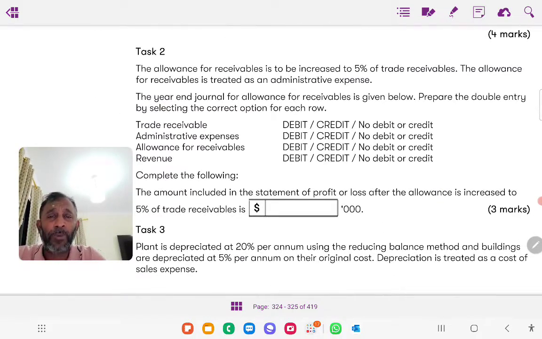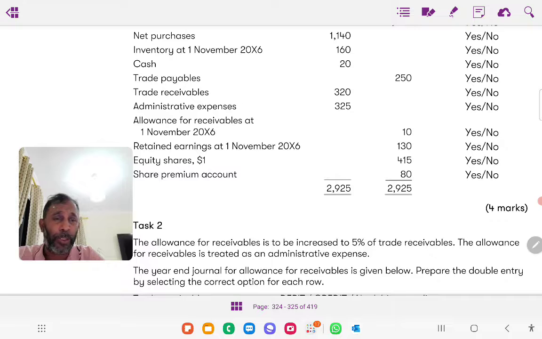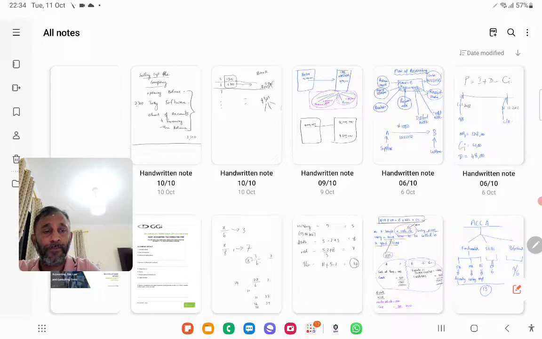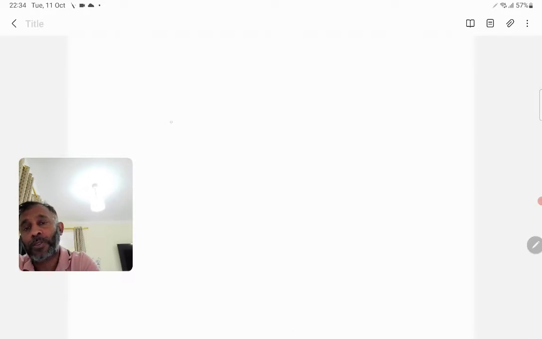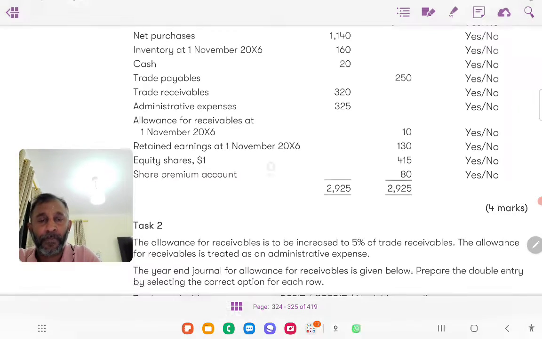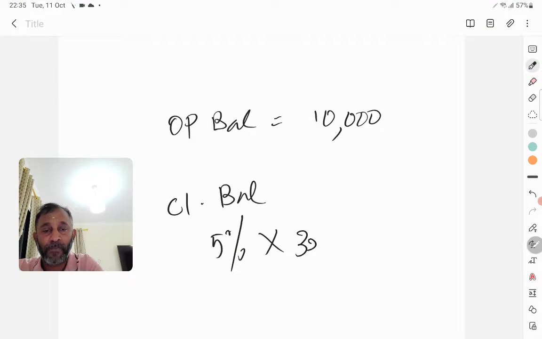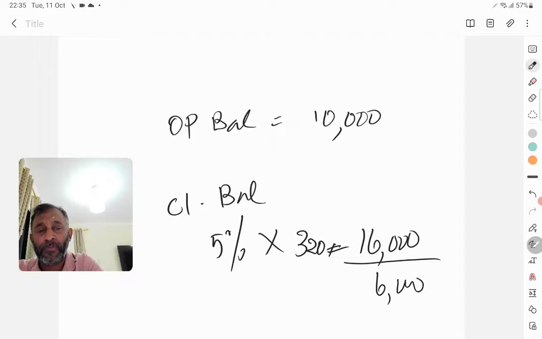Task 2. The allowances for receivable is to be increased to 5% of trade receivables. The allowance for receivable is treated as an administrative expense. If you go to the trial balance, the opening balance of allowances for receivable is 10,000. The closing balance is 5% of receivable. How much is the trade receivable? 320. So that means 16,000. So there is an increase of 6,000.